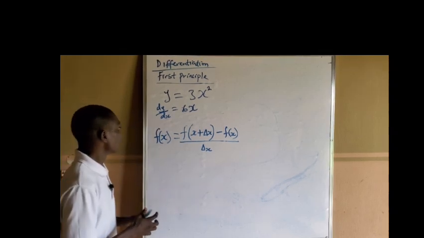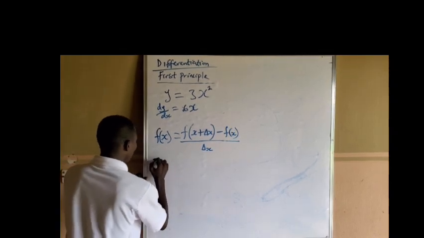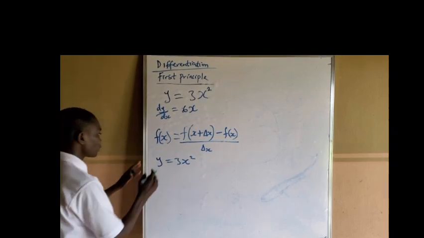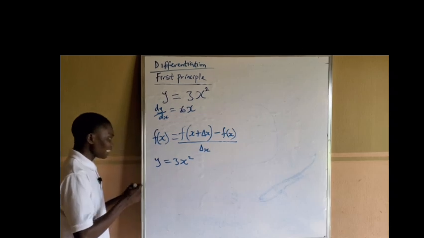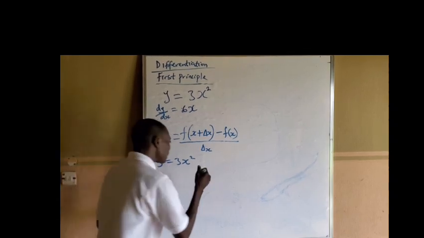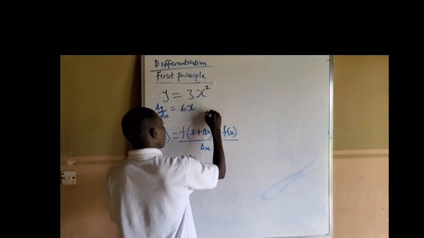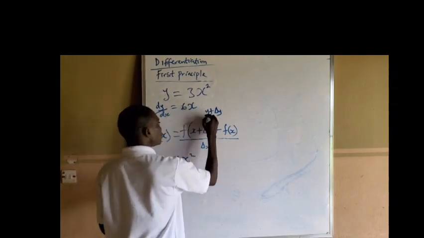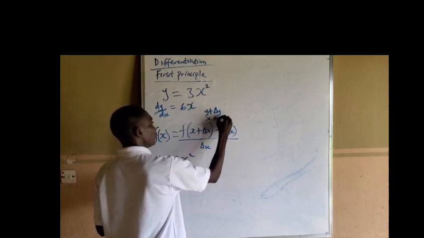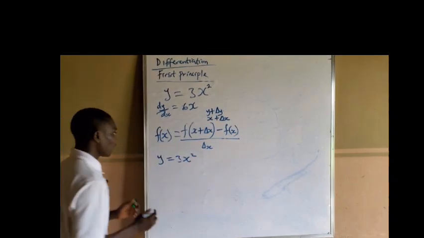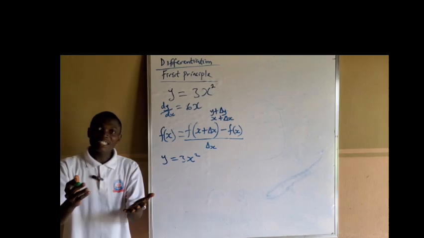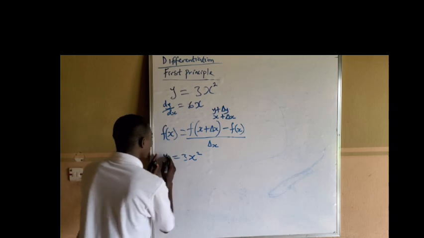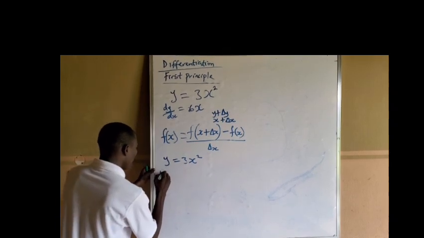All right, let's continue. Let me write the equation. y equals 3x squared. So what you are going to do is that anywhere you come across y, you will represent it with y plus change in y. And anywhere you come across x, you represent it with x plus change in x. All right, why do we do that? It is because dy/dx means change in y over change in x.